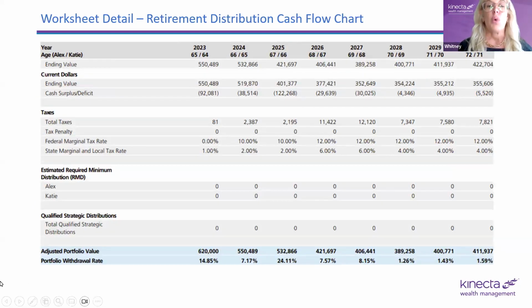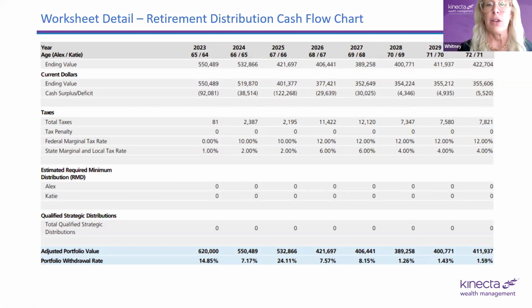And then at that point, we also take a look at what the federal and state marginal tax rates are. And this is where it gets really interesting, especially if you want to move to a different state. For Katie and Alex, they do stay in a fairly low tax bracket. This particular chart does not show their required minimum distribution starting yet.